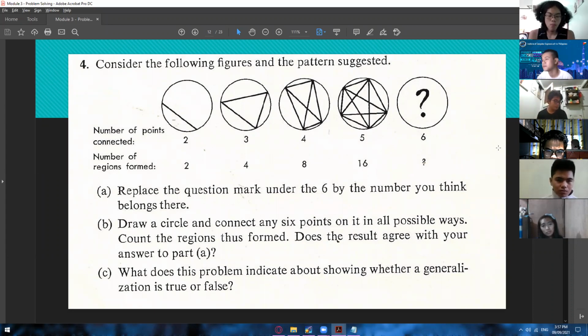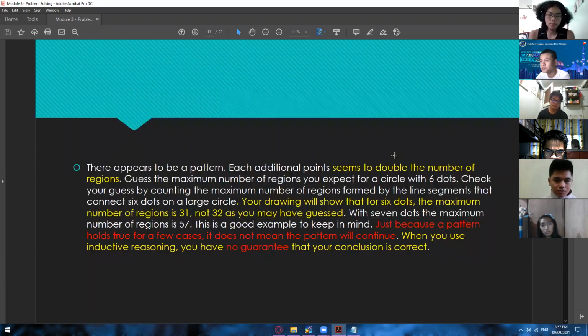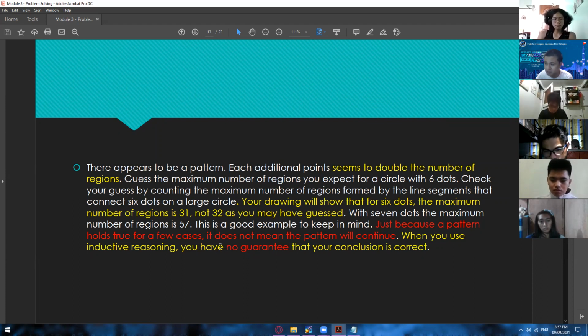Okay, so let's see what the real answer is. In here, the correct answer is actually 31. Not 32, not as you may have guessed. Just because a pattern holds true for a few cases, it does not mean the pattern will continue. There are actually a lot of cases like this wherein it holds for 5, 6, 7, correct sequences, but at exactly the next one, it's not correct anymore.